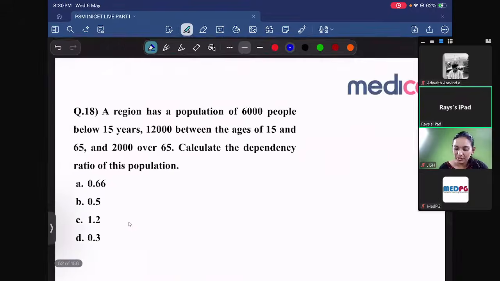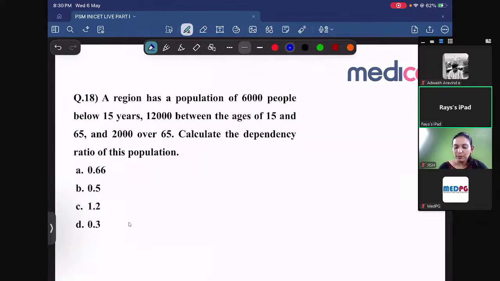Moving on to the next question. A region has a population of 6,000 people below 15 years, 12,000 between the age of 15 and 65, and 2,000 over 65. Calculate the dependency ratio of this population. What do you mean by dependency ratio? Dependency ratio is basically a ratio which says how many people are dependent on the working population.